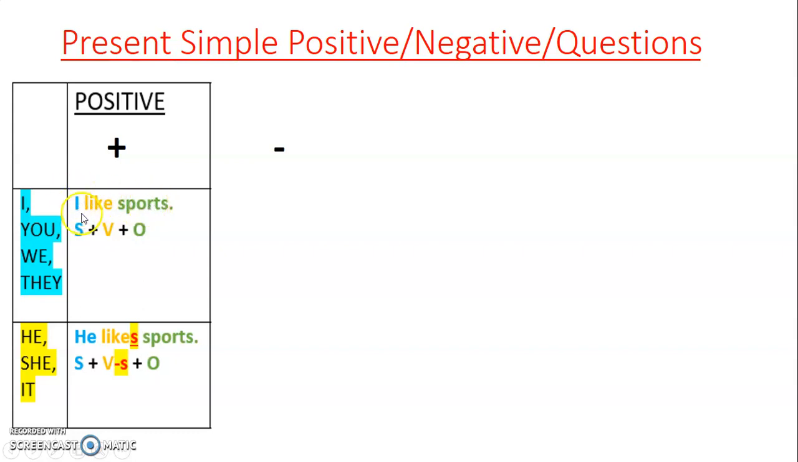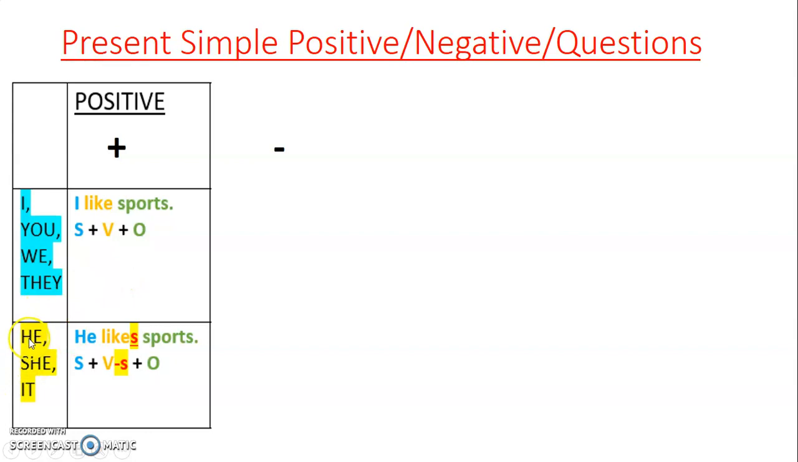The I that you can see here, you can also exchange it for you, we, and they. Meaning you can use I, you, we, and they. They all follow the same rule. Okay, so I like sports, you like sports, we like sports, they like sports. The verb does not change whether you use I, you, we, or they. Okay, the positive form.